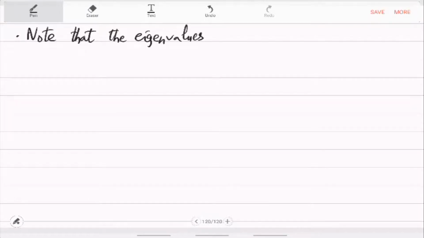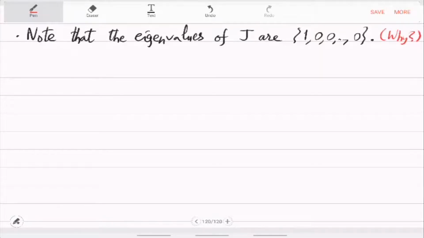Note that the eigenvalues of J are: the largest one is of course 1, everything else is 0. Okay, this is a small exercise that you can do. And of course, this 0 is repeated. So, overall the number of eigenvalues has to be the dimension of this J, right. So, you know the eigenvalues of J and you know the eigenvalues of A. So, you know the eigenvalues of tensor product.